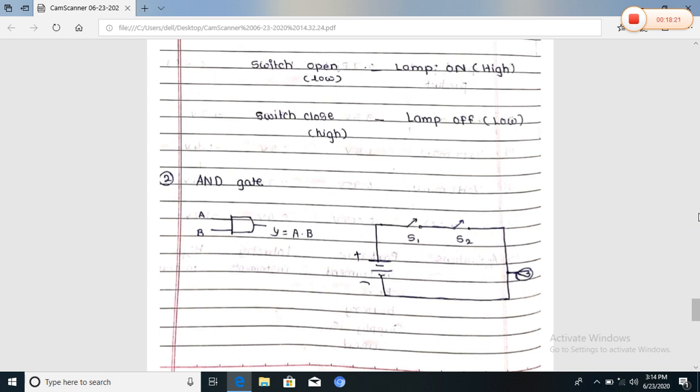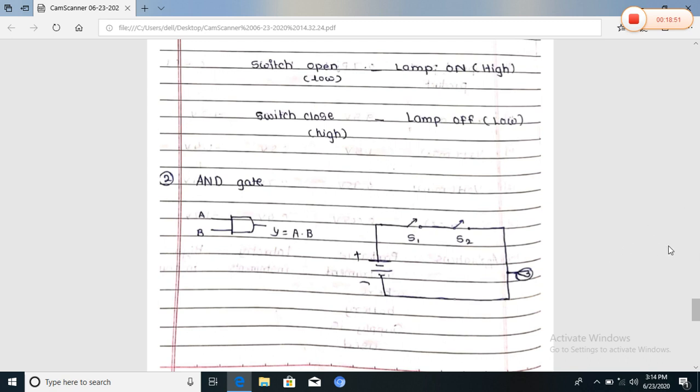And that diagram shows another diagram that shows the switching arrangement. When both the switches, S1 and S2, are off, that means open, then the circuit will not complete and the LED will not glow. So that condition is off.